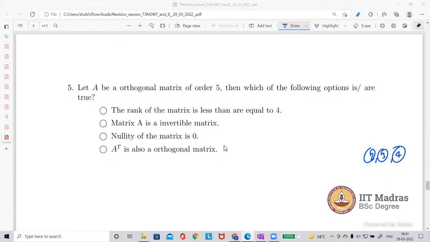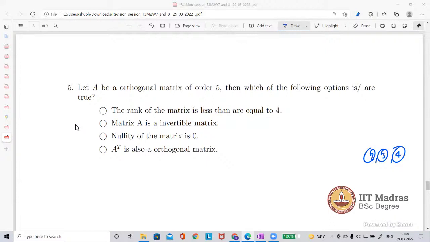Okay, I will ask you, let others answer: which option will be correct? So 2, 3, 4. Yeah, 2, 3, 4. So what is an orthogonal matrix, first of all?